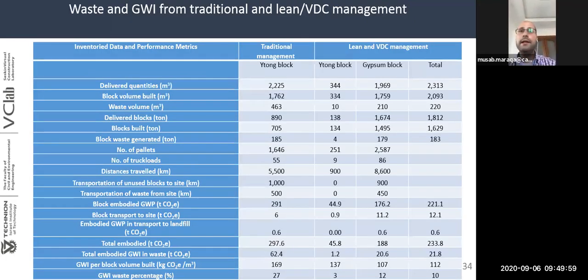Now, this table summarizes for us the waste and the global warming intensity from traditional and Lean VDC management. If we look at the first row here, it shows us the delivered quantities for the traditionally managed project is 2,225 cubic meters. And in the second column, the Lean and VDC project, the amount of blocks is 2,313, which in terms of scope of the project is approximately the same. Now, the most interesting point is the waste volume in the traditional project is 463 cubic meters, while in the Lean and VDC it's 220, which means that it's less than half.